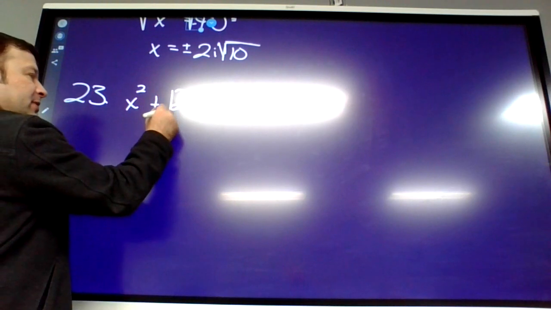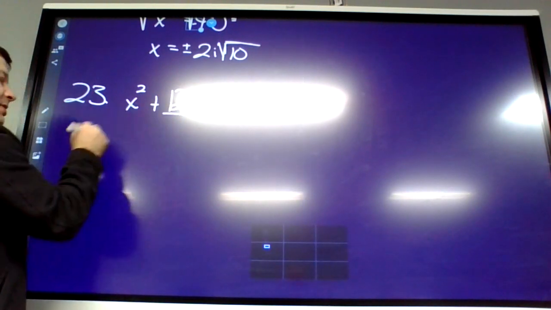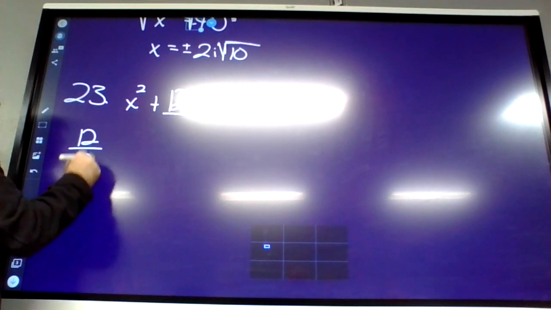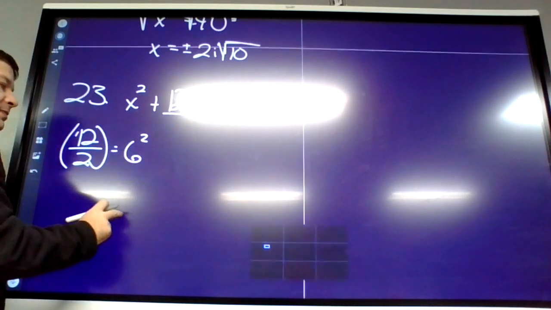There are some different situations where you kind of have to know this. You take the b term, the number in front of the x, you divide it by 2, and then you square it.